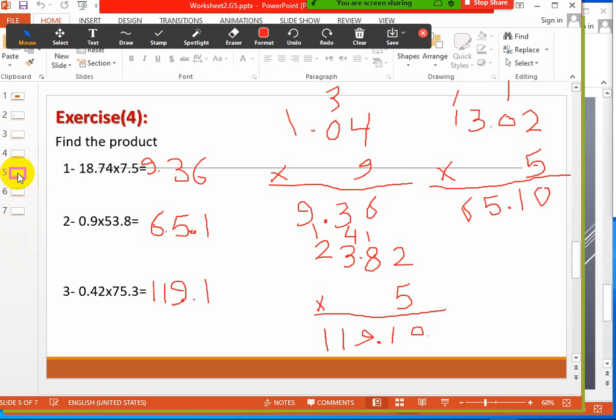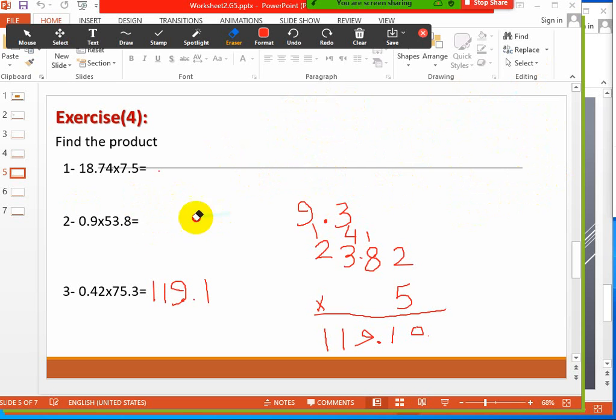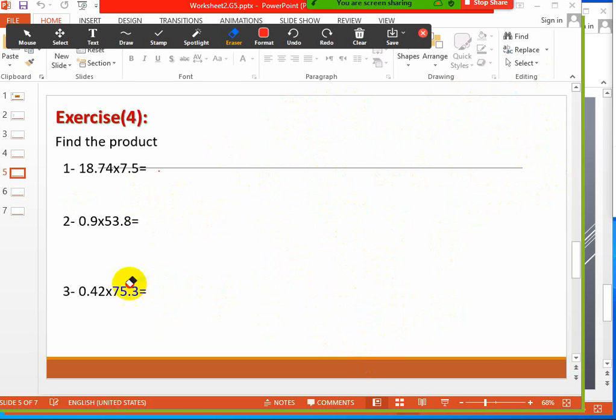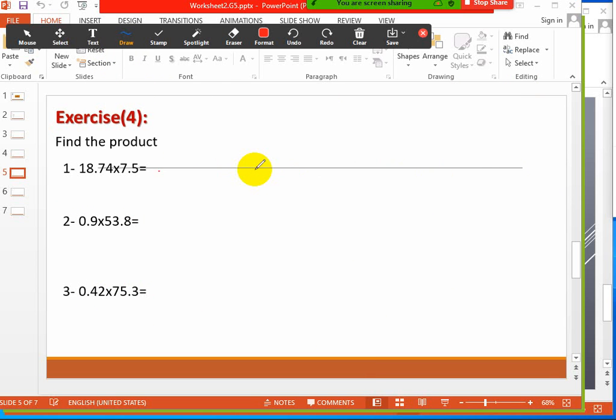Okay. Now let's move to the next slide. Also here I want to find the product between those two numbers. So girls, I will do exercise number 4 now. Here I want to find the product between two decimal numbers. The same strategy I told you when I want to multiply a decimal number by a whole number. But here I have to count the number of digits after the decimal point.